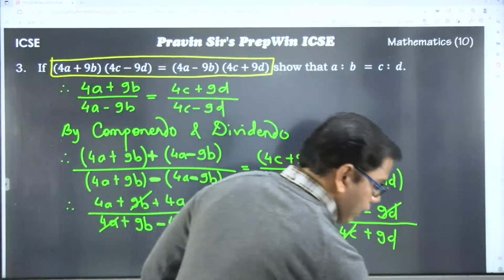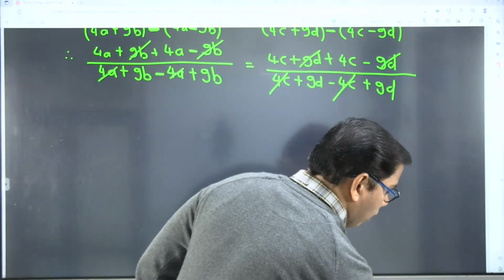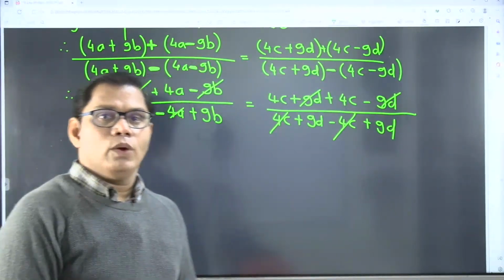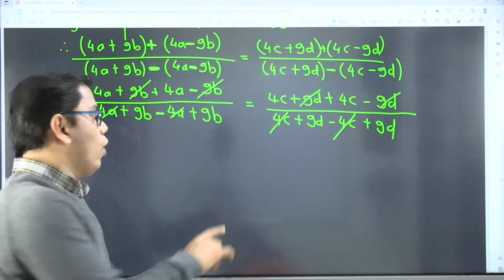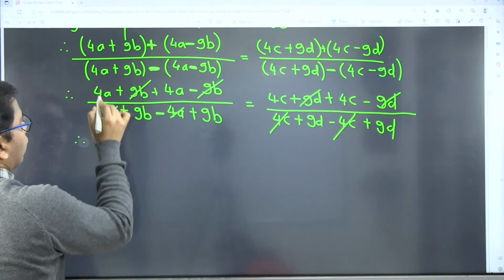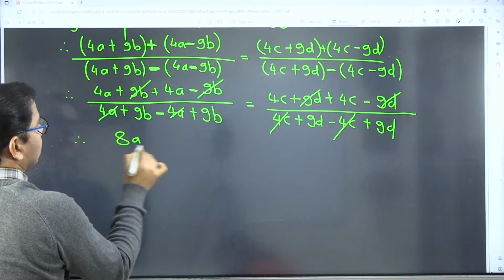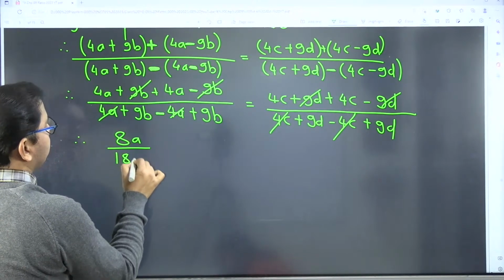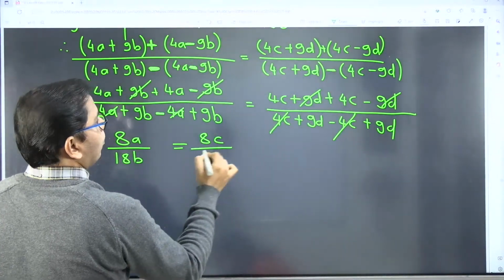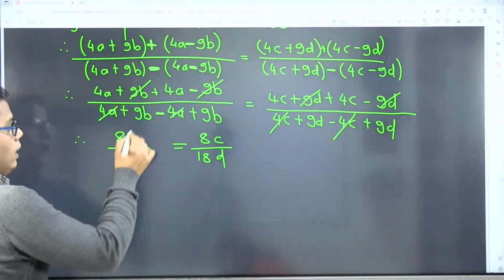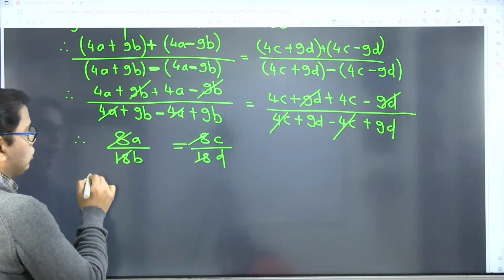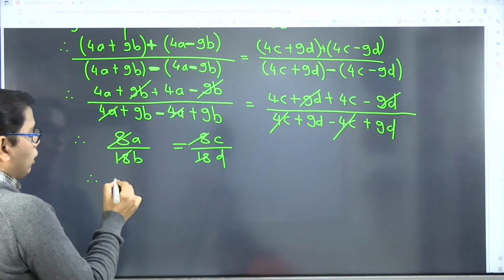One thing I want you all to be very careful about is when you open the bracket. With a plus sign, no change in the sign, but with the minus sign, the signs get changed. Now here 4a plus 4a is 8a, 9b plus 9b is 18b, equal to 8c upon 18d. 8 and 8 get cancelled from the numerator, 18 and 18 also get cancelled. So what am I left with? a upon b is equal to c upon d.